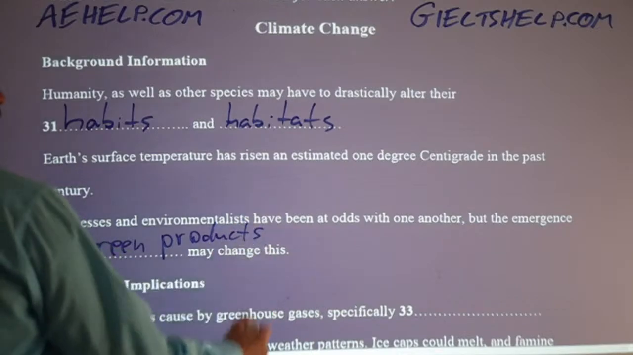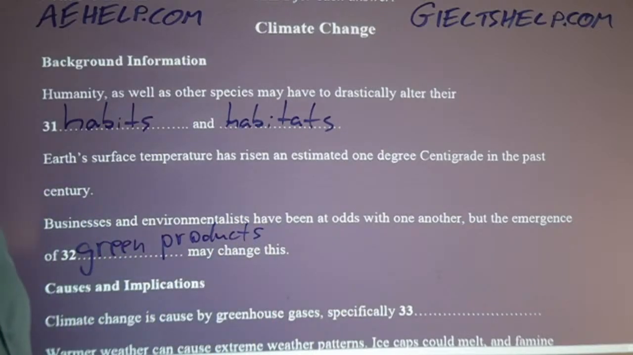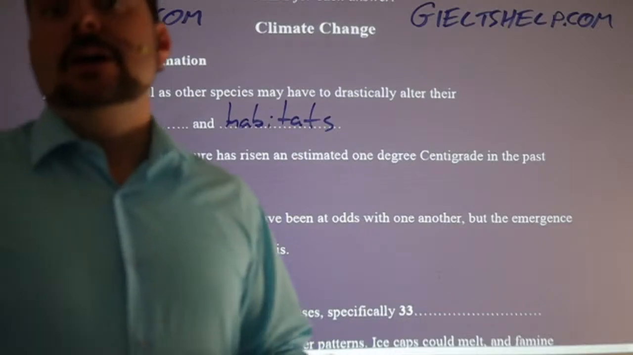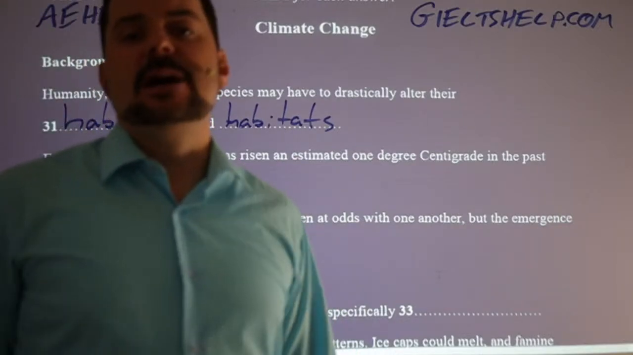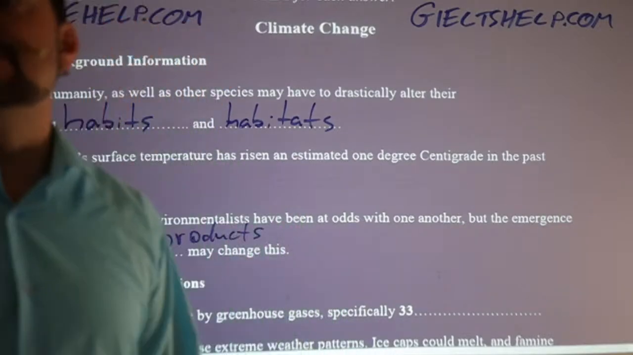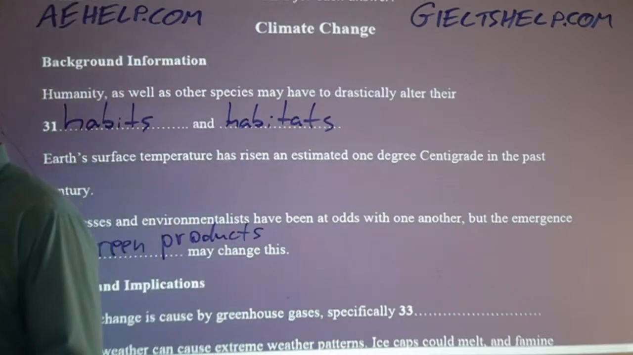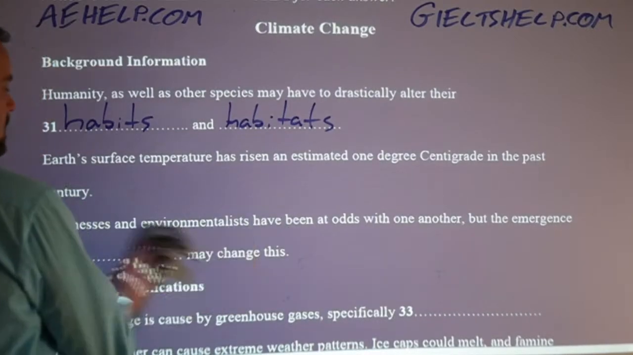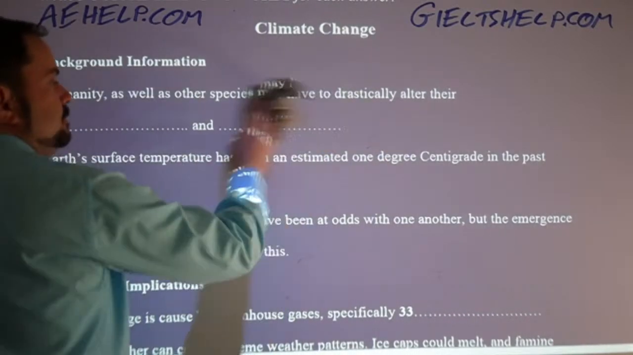products like rechargeable batteries, biodegradable bags. I think one that people are starting to realize now are paper straws, right? Plastic straws are disappearing and they will completely disappear supposedly by the end of this year. So those are green products, products that are more environmentally friendly.